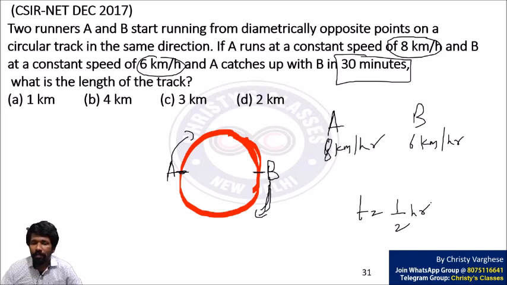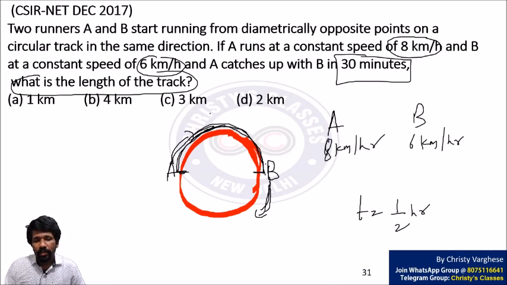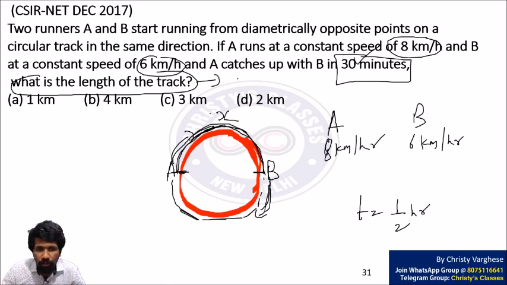Half hour A is catching up with B means the distance A need to cover relatively is this length, na? This length is nothing but this half of the circumference of the circle. Half of the circumference of the circle. So our required unknown is what? What is the length of the track? The relative distance A should cover to achieve this target of catching up with B is half of the track, half the length of the track. So the full length of the track will be nothing but, if this is x, 2x will be the full length of the track. That means what you need to find is 2x.